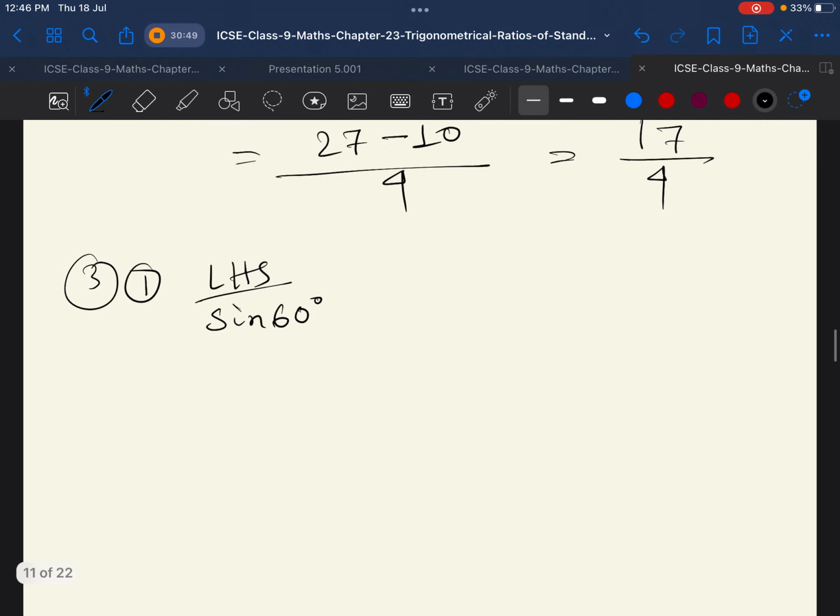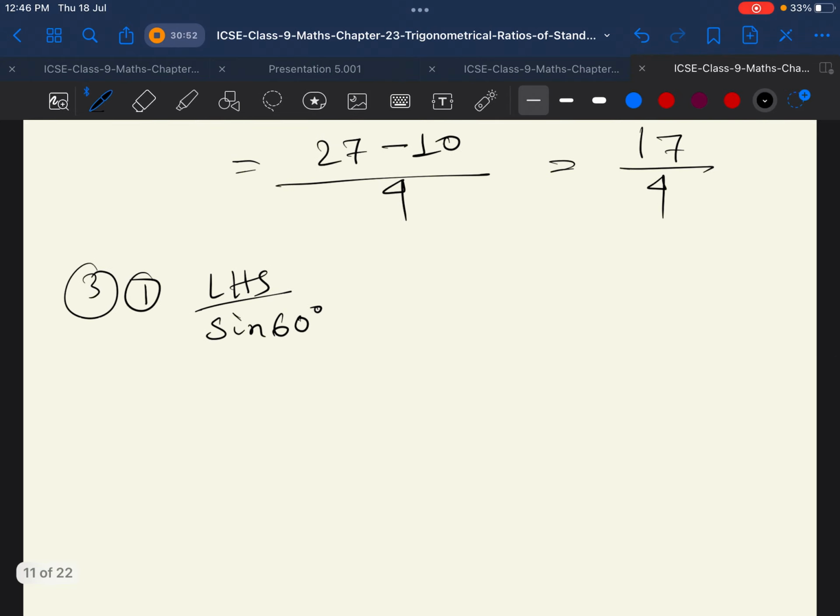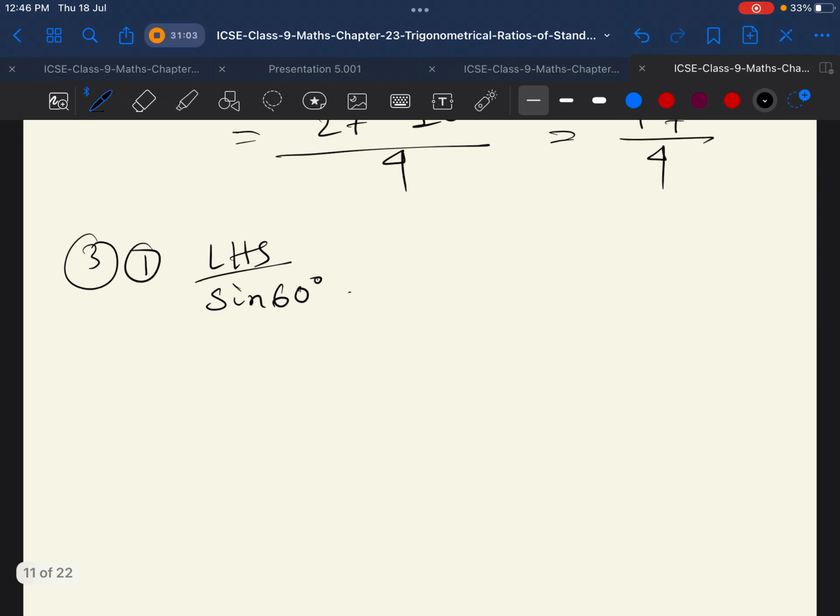Sin 60. We have to prove the right hand side will be 1. Okay. Left hand side and right hand side are equal. So now sin 60 cos 30 plus cos 60 sin 30. This is left hand side. So we have to prove this will equal the right hand side. So this value will be 1.